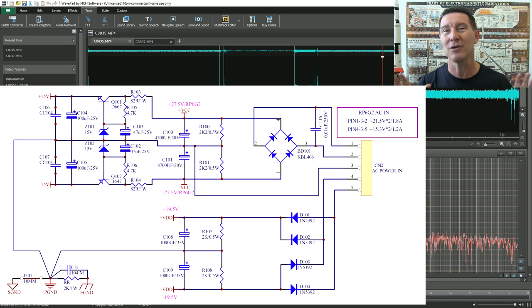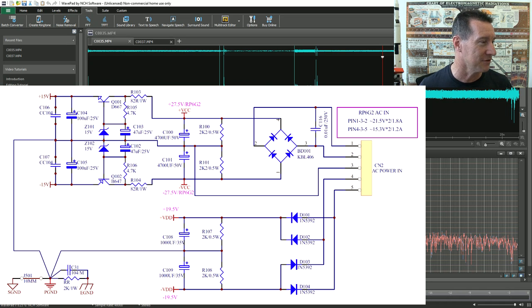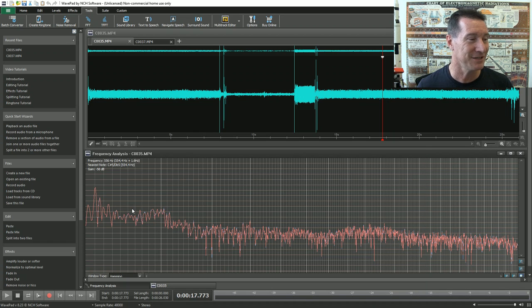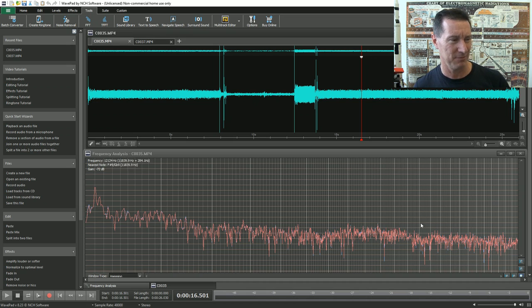But as I said, it's very low level, so it's not really a problem, but it's there and you can technically hear it. Everything else is fairly broadband noise, as you'd expect.